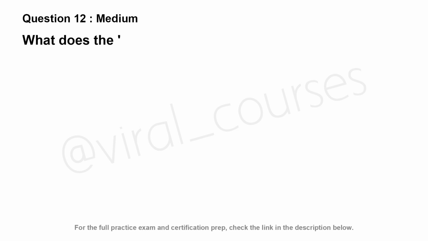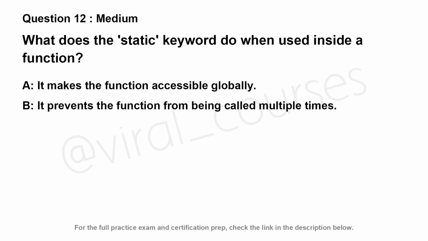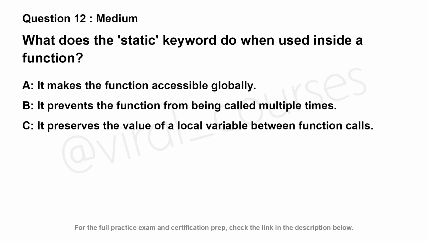What does the static keyword do when used inside a function? Option A, it makes the function accessible globally. Option B, it prevents the function from being called multiple times. Option C, it preserves the value of a local variable between function calls. Option D, it makes the function run faster.